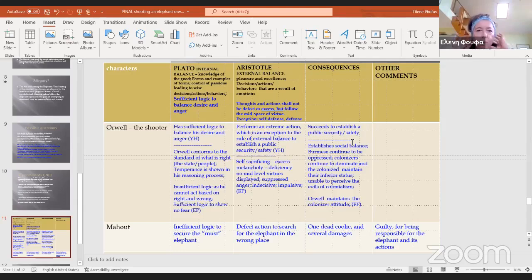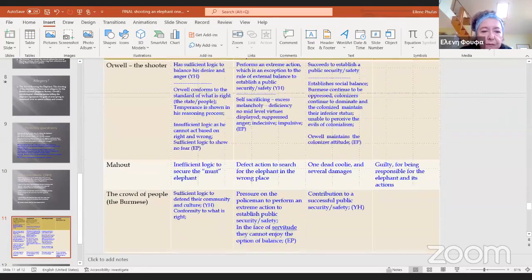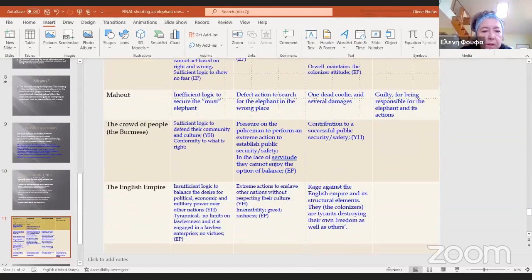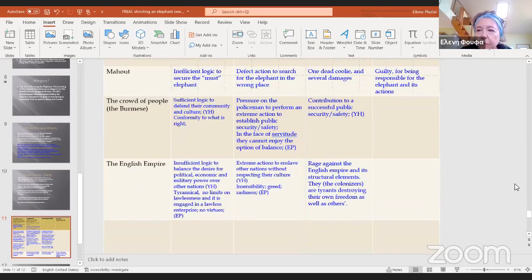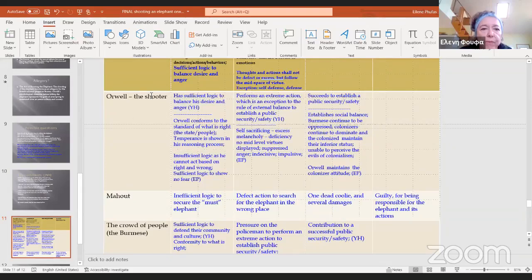And we have filled in some of these spaces, but I'm hoping that members of the class can continue to fill in and discuss. I added a few extra points here, but let's go first to Orwell, the shooter, who's doing the shooting. We can describe it. I think it's very interesting. Since I am a student as well of Plato and Aristotle in terms of literature, I would expect to be critiqued.